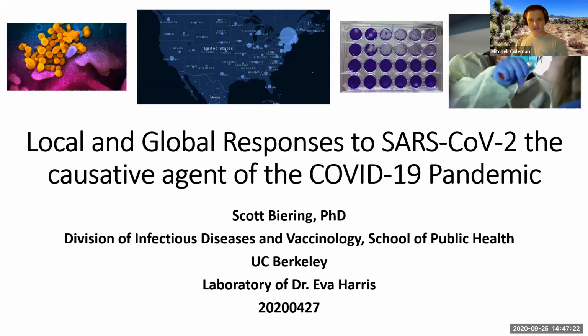We're also joined by Scott Biering, who's a postdoctoral scholar at UC Berkeley in Dr. Eva Harris's lab. He's a virologist who specializes in the coronavirus. He's studying it, I believe, almost exclusively right now. And so he is going to give a presentation on viruses, going specifically toward coronavirus.